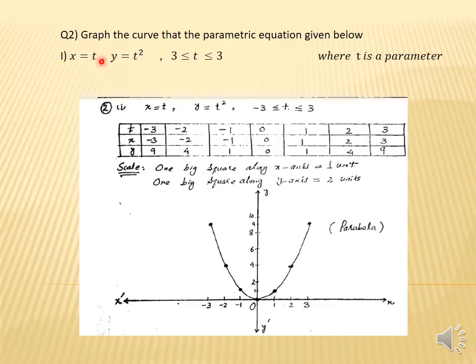Now students, question number 2: graph the parametric equation given below. Now students, you can draw the graph of the parametric equation. Here, x equals t, and y equals t square. Let's suppose we replace t by x, then it becomes y equals x square.